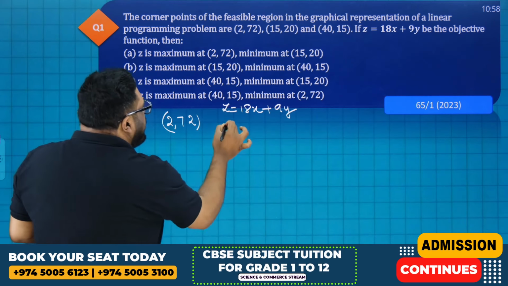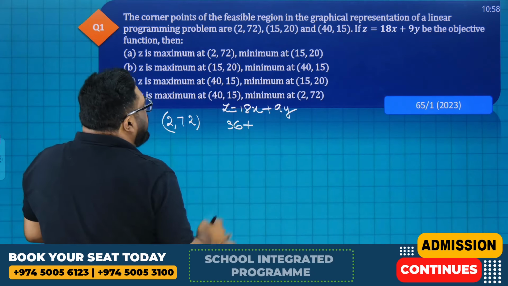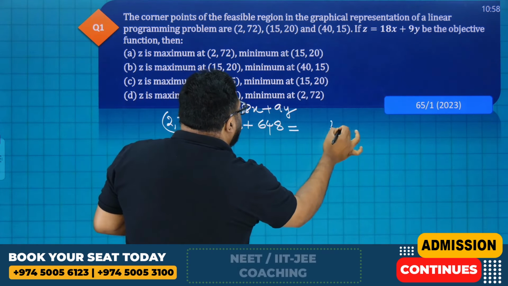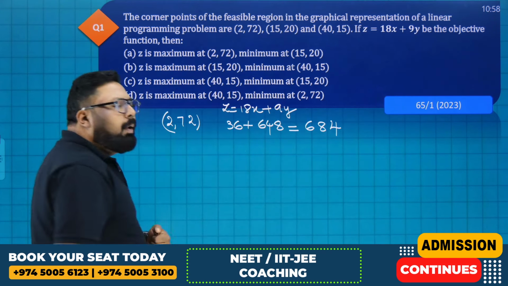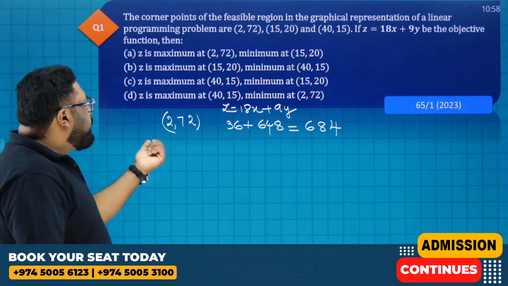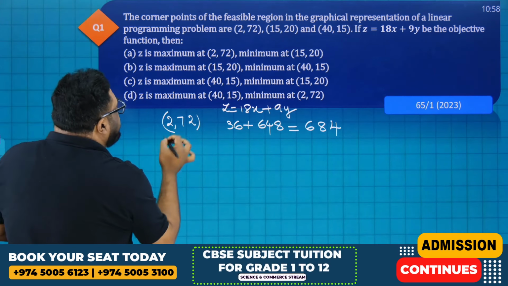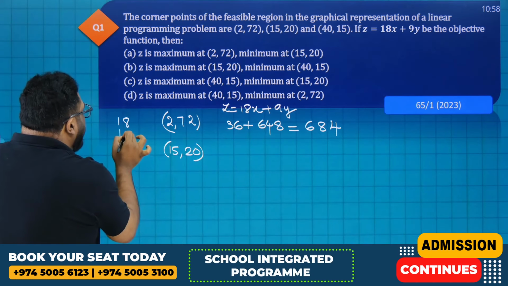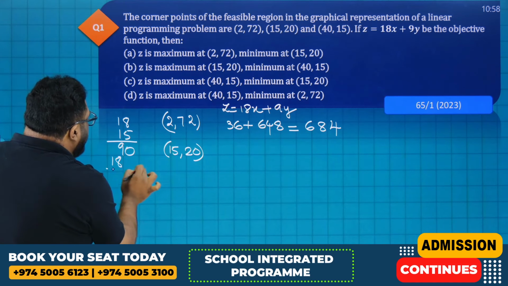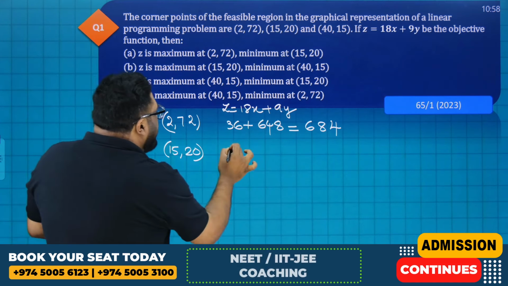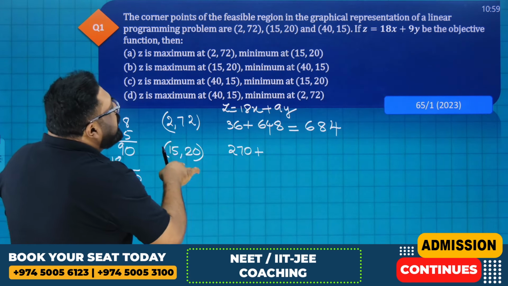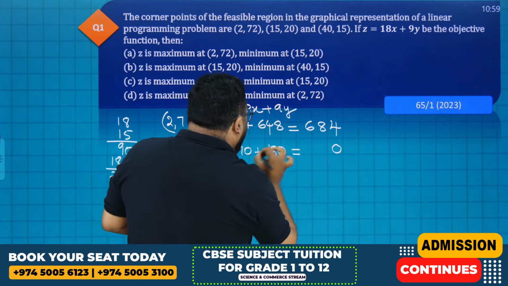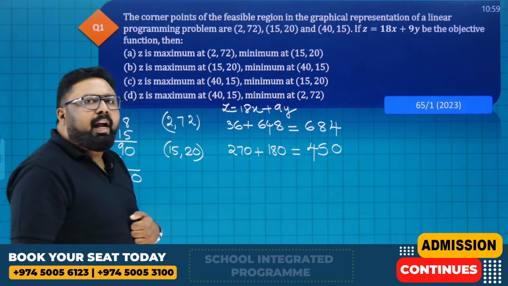So 18 times 2 is 36, and 9 times 72 is 648. If you add it up, the first value of z corresponding to the corner point (2, 72) is 684. Then the next point is (15, 20). 18 times 15, my dears, 18 times 5 is 90, so your answer is 270. And 20 times 9 is 180. So it's going to be 450.